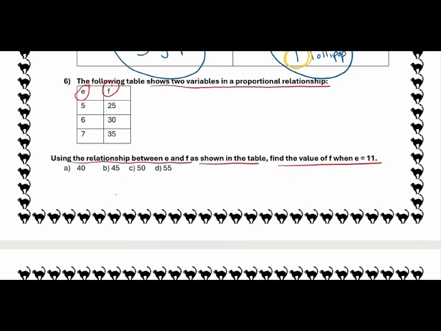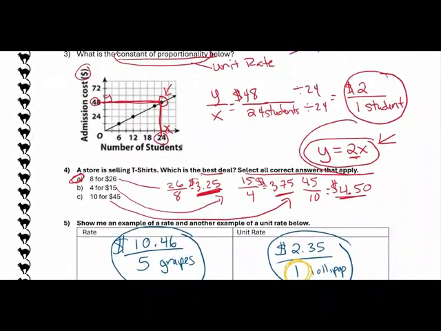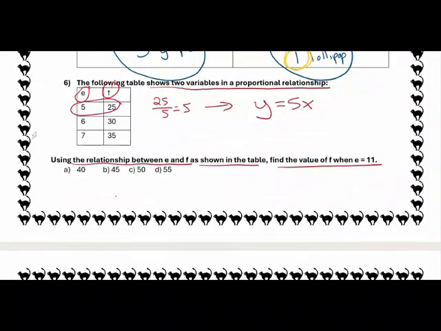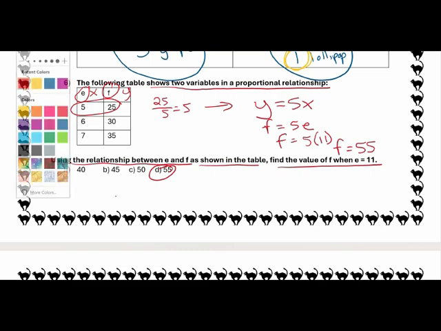One, I could pick a point and divide. So 25 over 5 equals 5, which makes my equation y equals 5x, like what we were talking about for number 3. Same kind of thinking. Then I can plug the numbers in: this is y and this is x, because usually in a table, x is first and y is second. So I can rewrite it to say f equals 5e, and then plug 11 in for e, and I will see that f equals 55. So that's one way of doing it.